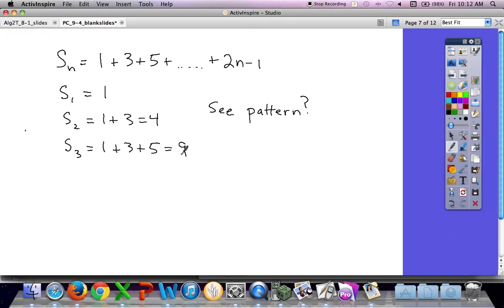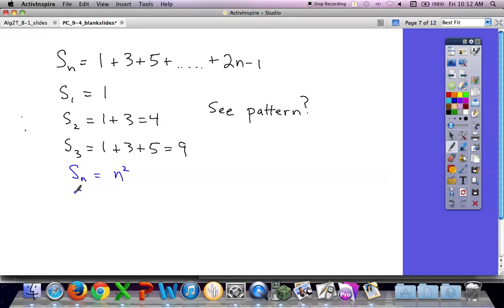What's going on? They're all squares, not square roots, right? They're all squares. So we could hypothesize that, in fact, we have a formula here that the sum of n terms of that sequence could be written as n squared. Right? If we use that formula, what would we think is the sum of the first four terms?